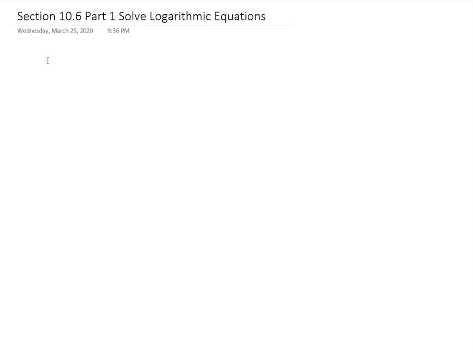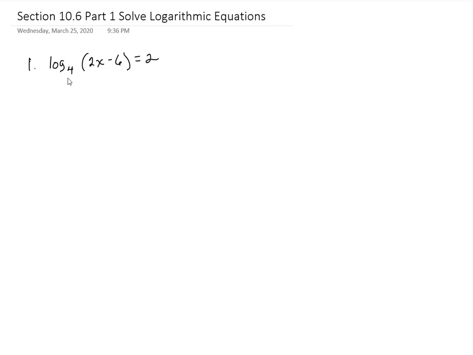Okay, in this lesson, we're going to be looking at solving logarithmic equations. And most of this is stuff that we have already looked at briefly in section 3, but some of these problems do get to be a little bit more involved. So let's go ahead and look at this first problem here.